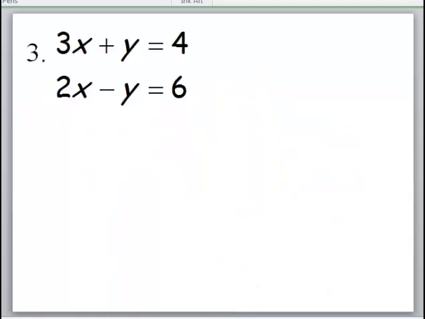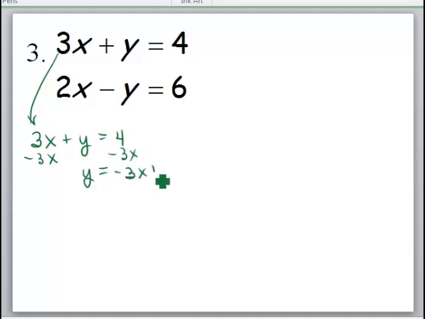Moving on to another example. Again, we don't have an equation that has y equals or an x equals, so I'm going to take this first one and solve it so that it says y equals. I'm not picking the second one because there's a negative in front of the y, so it just is one extra step. So I've got a negative 3x plus 4. This is what my box is. This is what I'm going to replace y with.